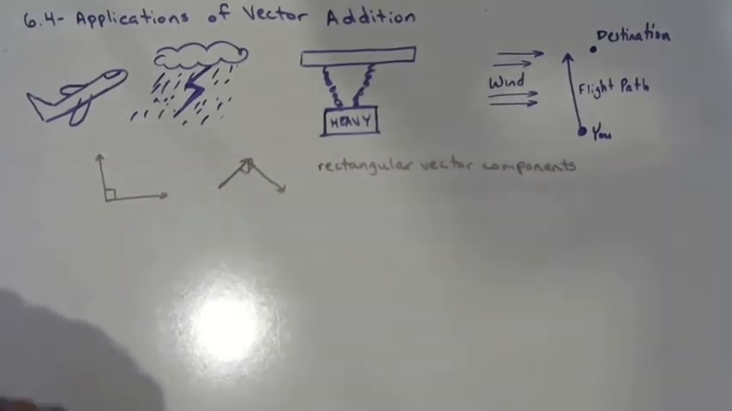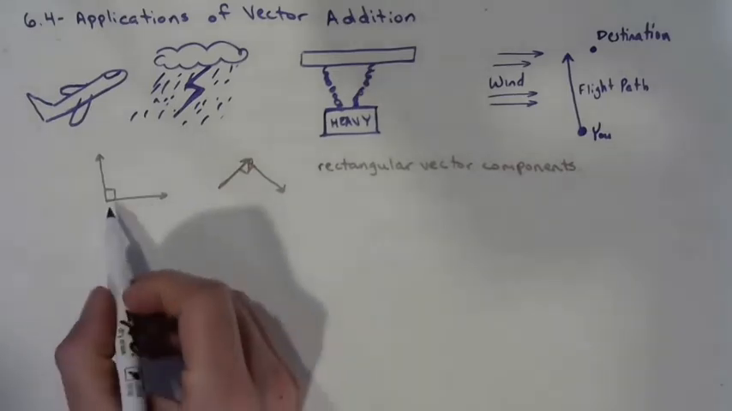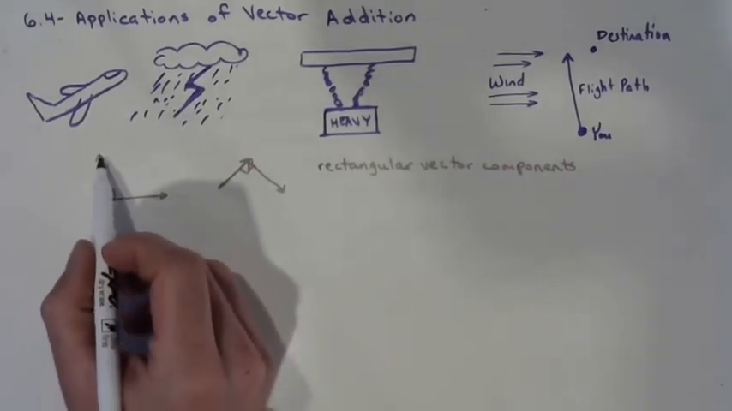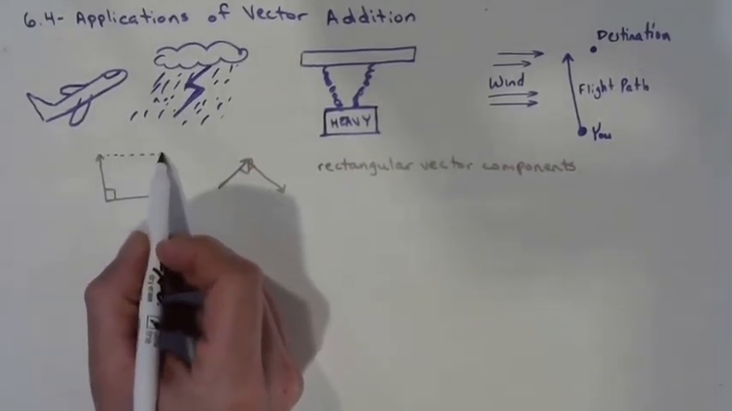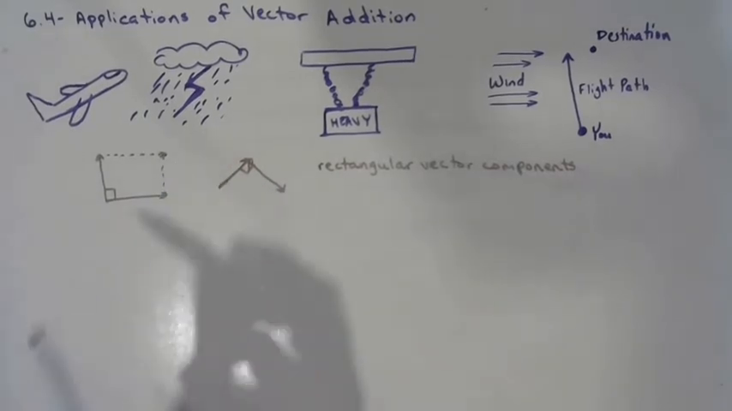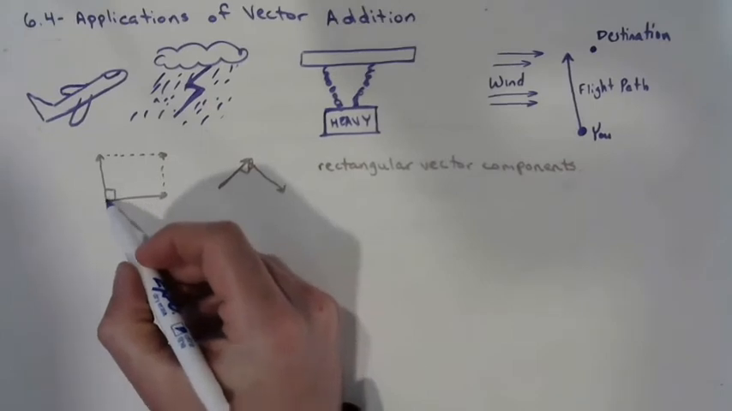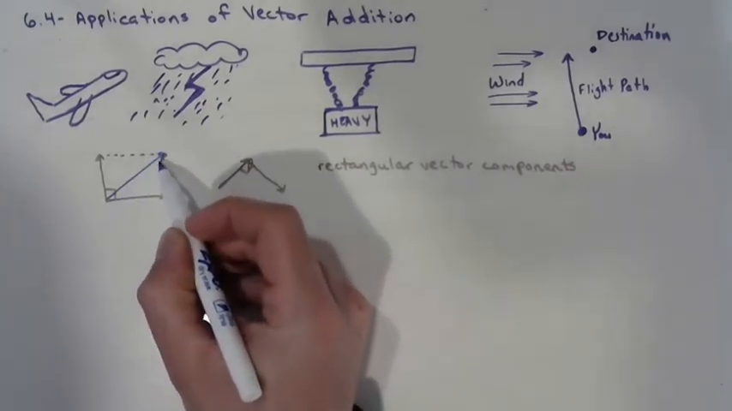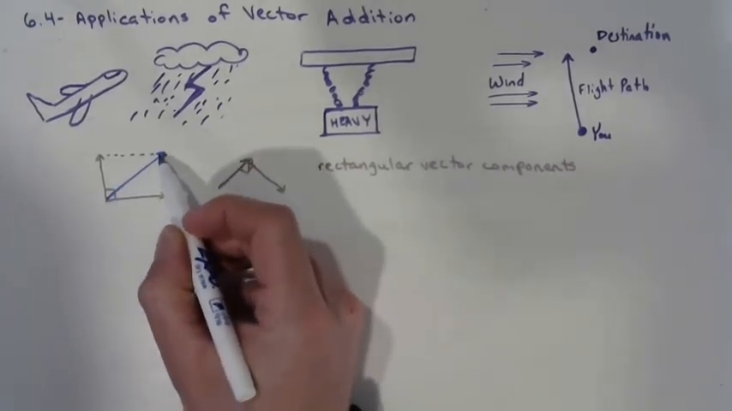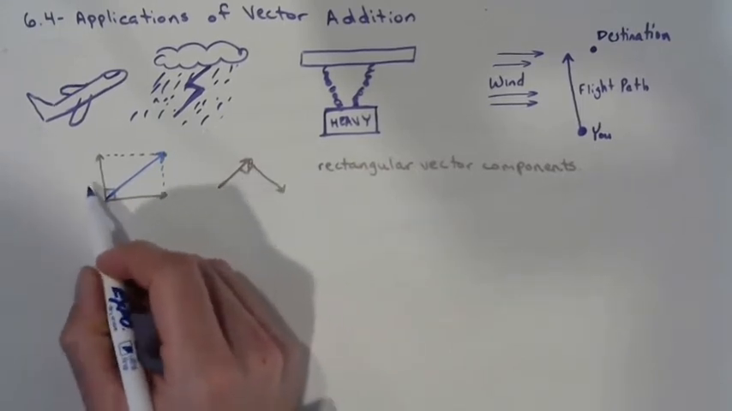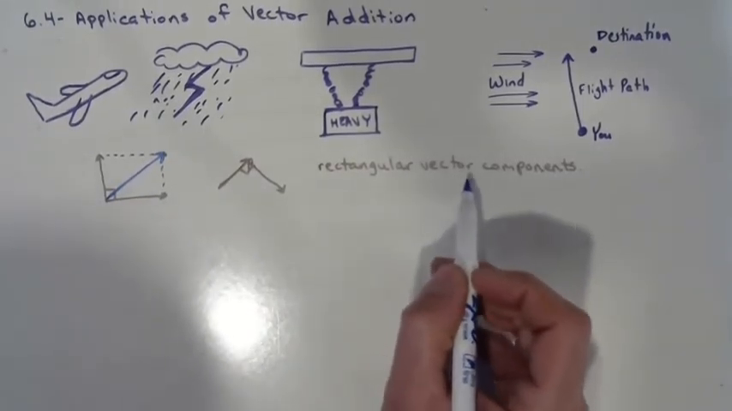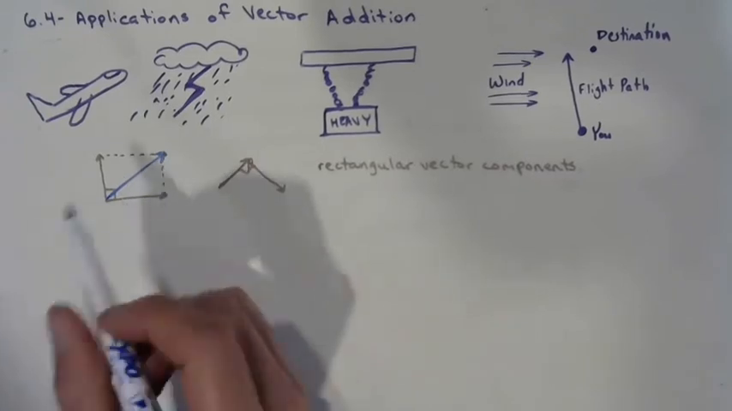So in this situation where they're tail to tail, we would finish by forming the rectangle here, and the resultant would be the addition of those two vectors. The blue here is my resultant. The two brown vectors are rectangular vector components of the blue resultant.